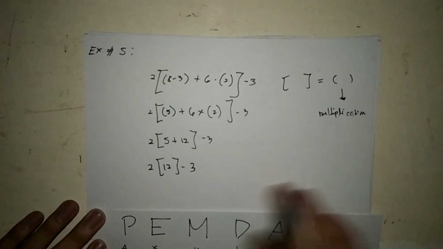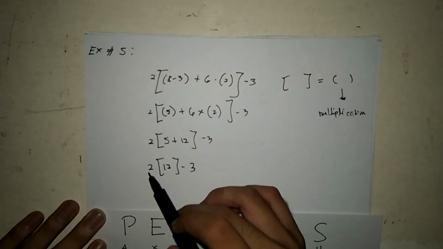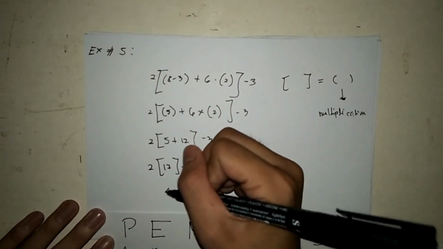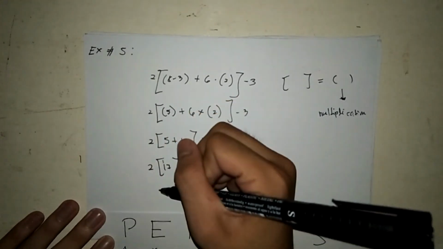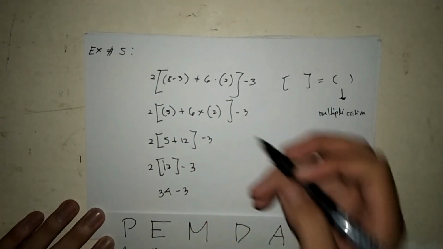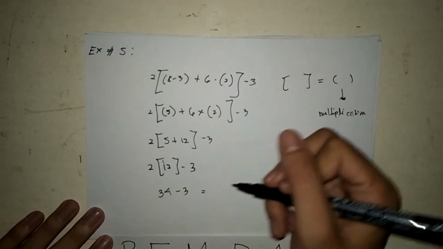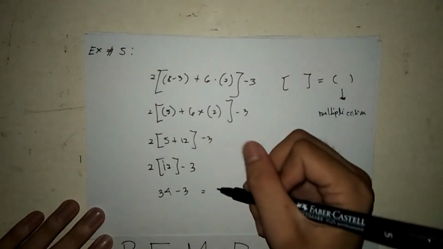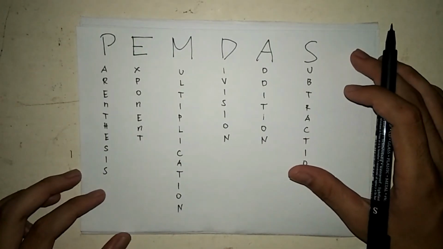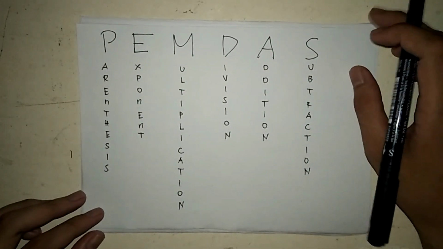Diba? So, yun, i-times muna natin 2 times 17, which is 34 minus 3. And 34 minus 3 will give us 31. Ito yung answer.